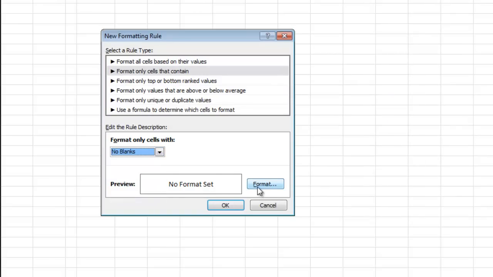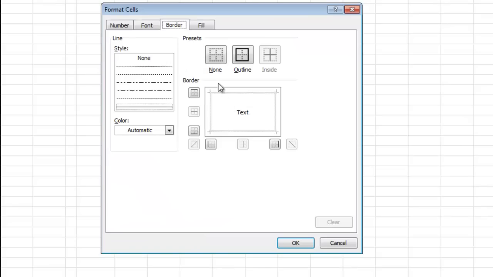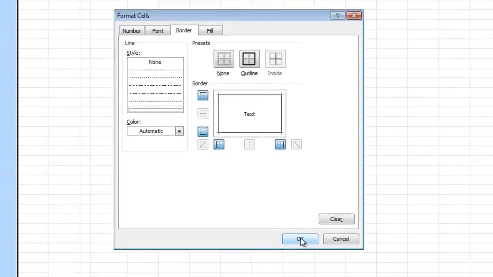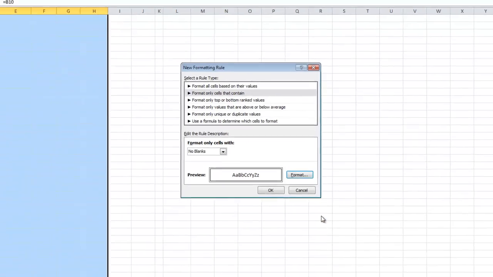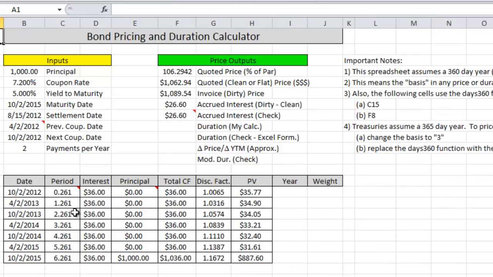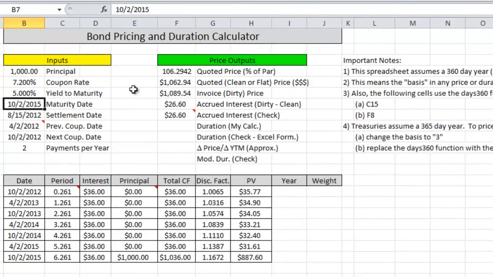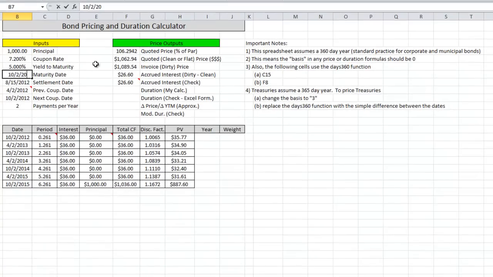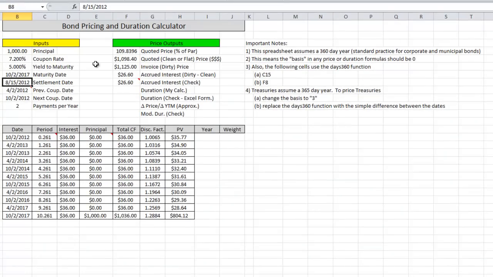How do we want to format it? Well, I just want a simple box around it. So you can see one of the tabs up here is border. I'm going to outline it, click OK, and now you can see there's borders around it. If you change the maturity, so what if I go 10/2/2017? You can see now not only does the content fill in, but you can see that also it's got boxes around it. Okay, so that's conditional formatting.